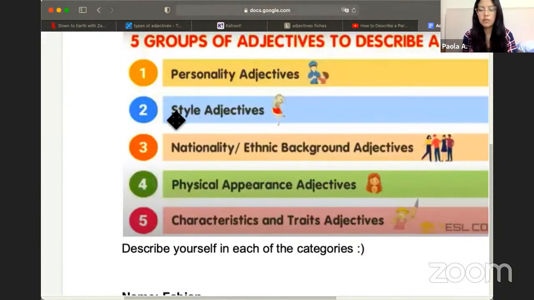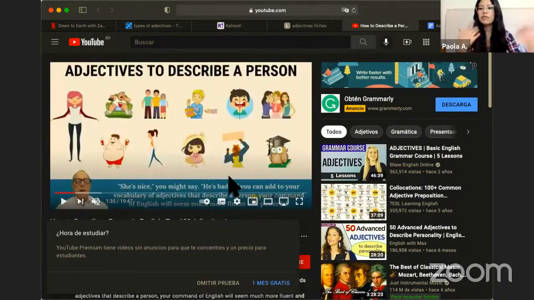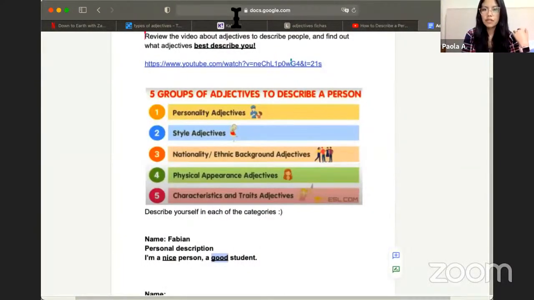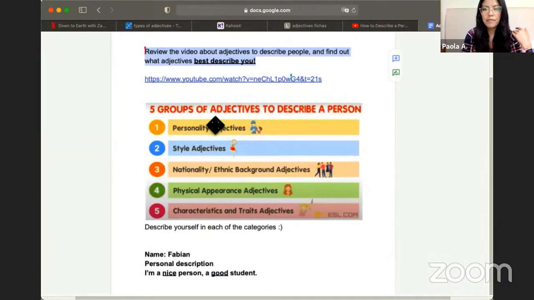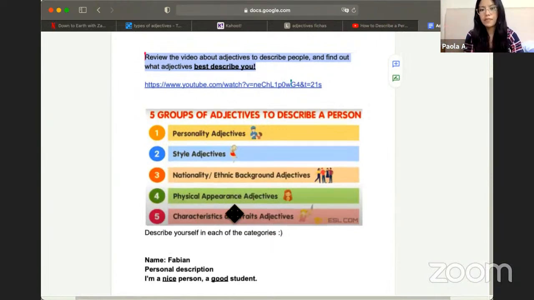But there are 5 different categories, at least in this video. Like I mentioned before, some people said there are 12. But you're going to check all the adjectives that best describe you, and you're going to use them to describe yourself. So you have to describe each of the categories: personality adjectives, then you can write down below about your style, your nationality, your physical appearance, and your characteristic traits and adjectives. All right, try to use as many adjectives as you can to describe yourself.